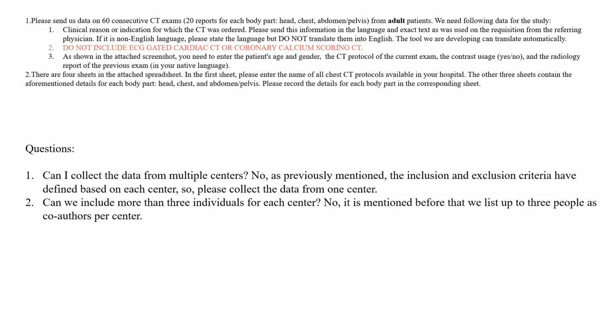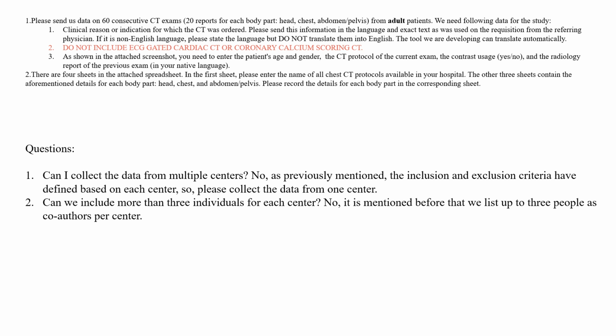One of the points that you need to pay attention to is that you should not include ECG-gated cardiac CT or coronary calcium scoring CT exams. This point is already mentioned, and there were some common questions. Oh, I already answered this question.